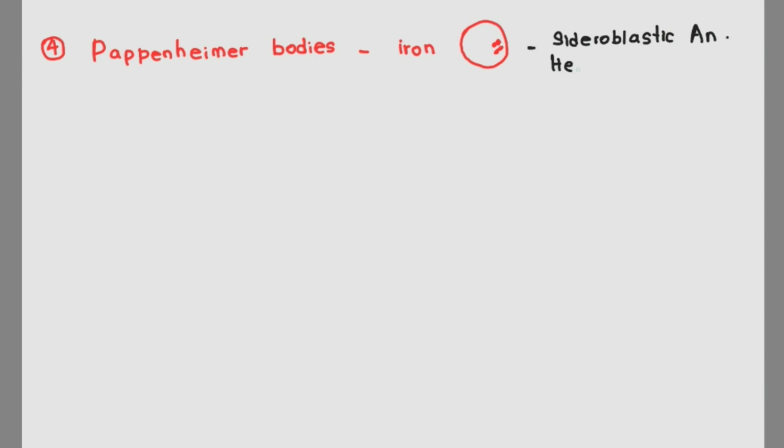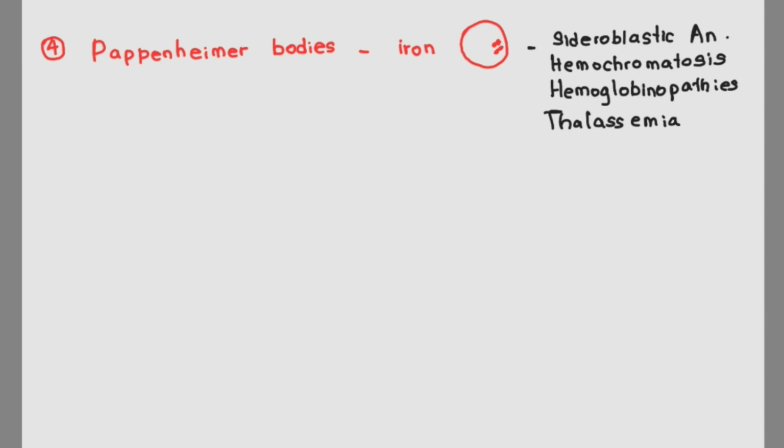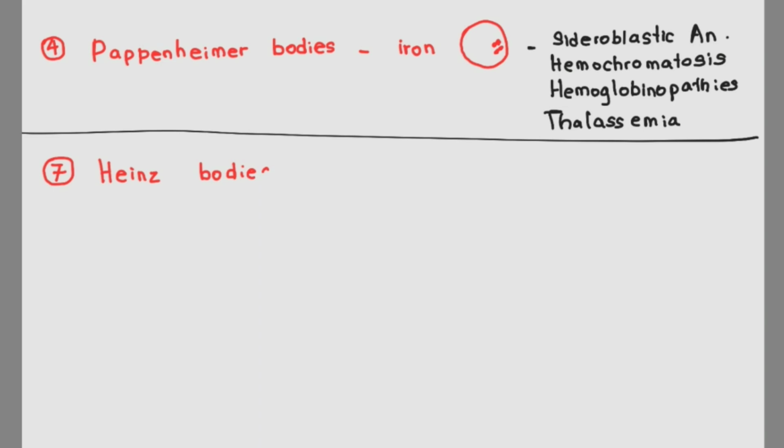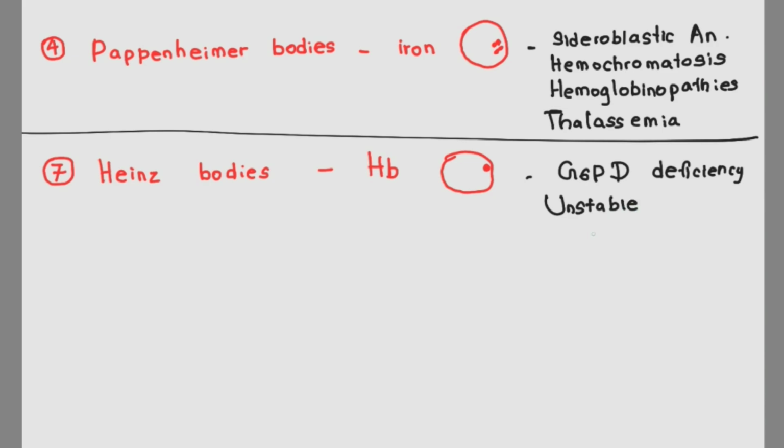Then Pappenheimer bodies, they consist of iron granules. They are irregular in shape and you can see them in cluster forms at the periphery of the cells. Can be seen in sideroblastic anemia, hemochromatosis, hemoglobinopathies, and in thalassemia. And the last one, Heinz bodies, they consist of denatured hemoglobin, and can be seen in G6PD deficiency and in unstable hemoglobins. That wraps up today's video.